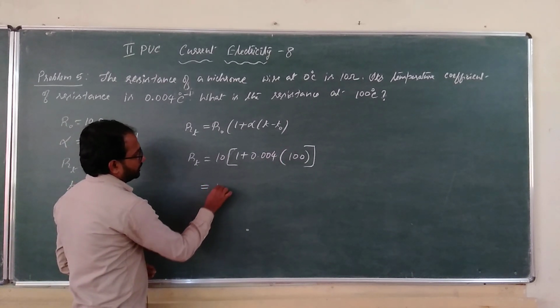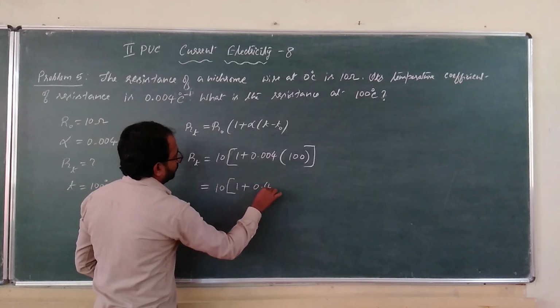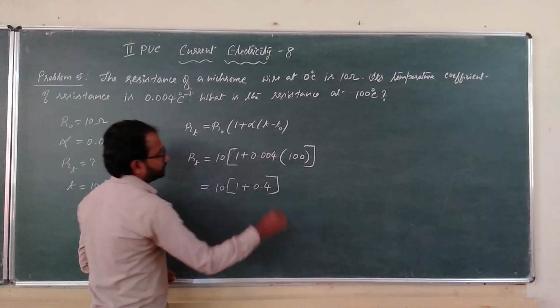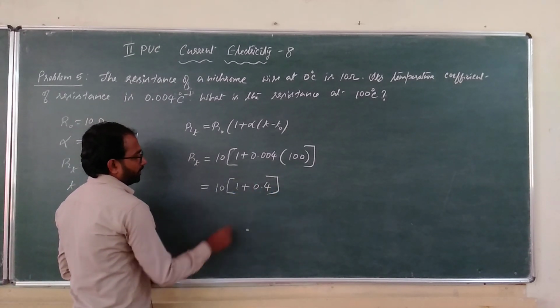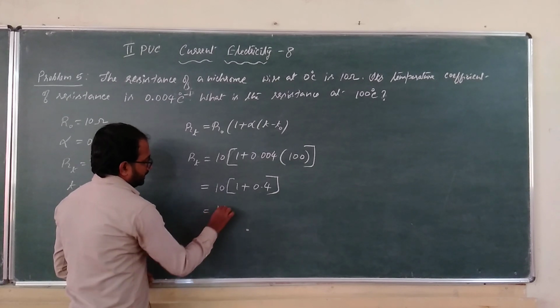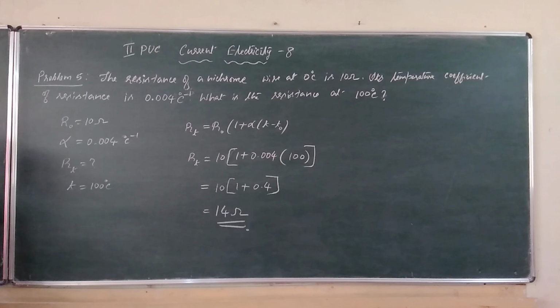So this is equal to 10 into 1 plus 0.4, right, 0.4. So 1 plus 0.4 is 1.4, into 10, it is 14 ohm. So that is the resistance of nichrome wire at 100 degree Celsius. At 0 degree Celsius it is 10 ohm. At 100 degree Celsius it is 14 ohm.